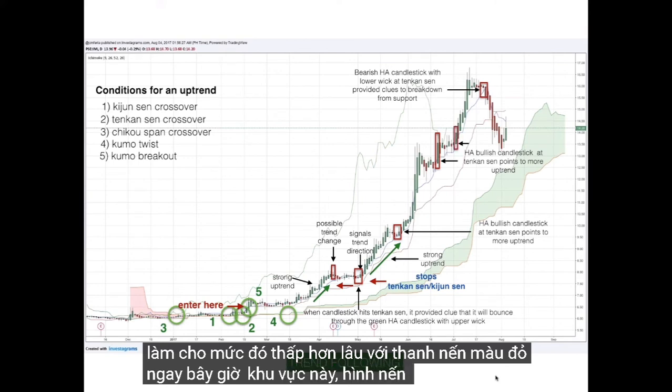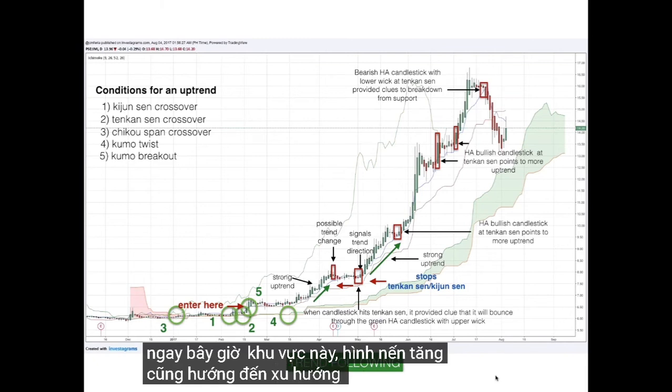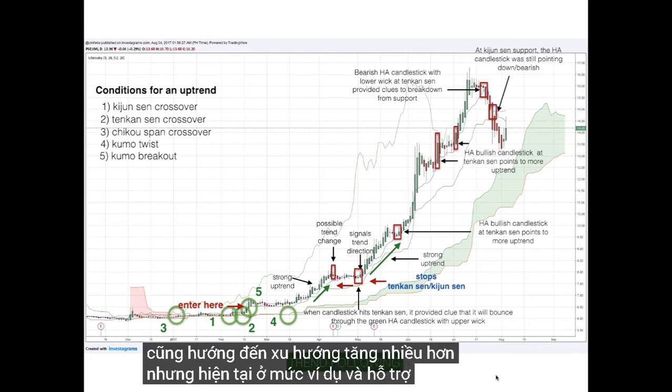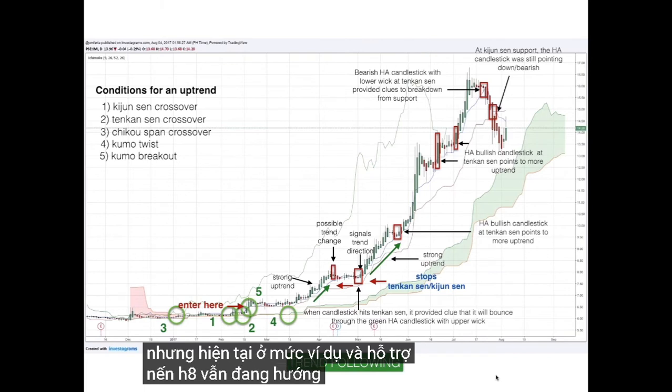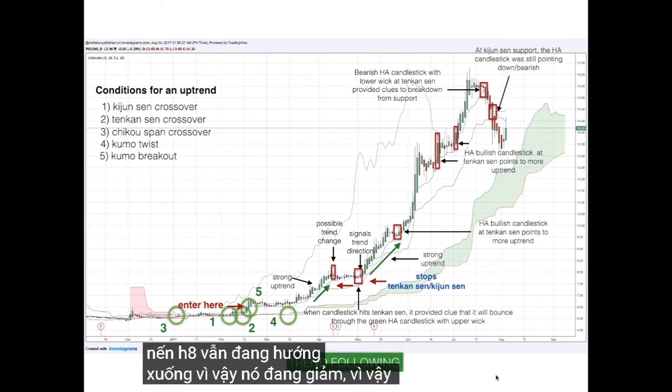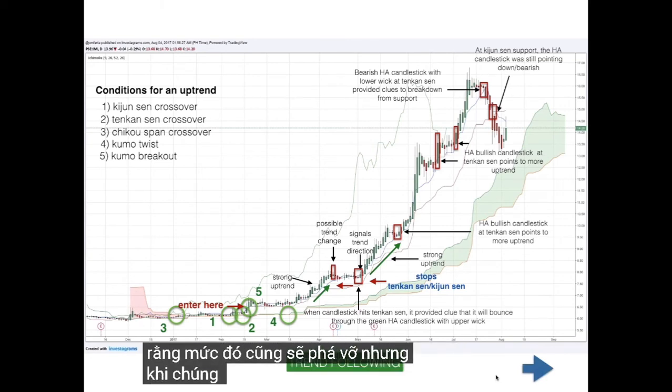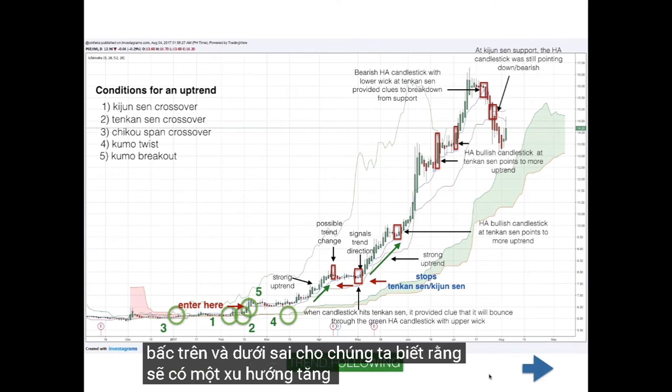Now this area, the bullish candlestick also points to more uptrend. But currently, at Kijun-sen support, the HA candlestick was still pointing downward, so it was bearish. So you know that that level will break as well. But when we got to the Kumo at the bottom, there was a small body with long upper and lower wicks, which tells us that there will be a succeeding uptrend.